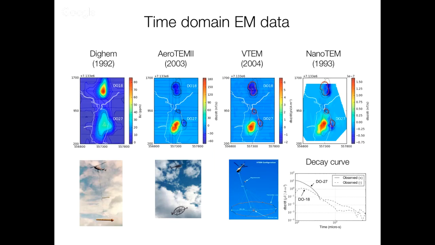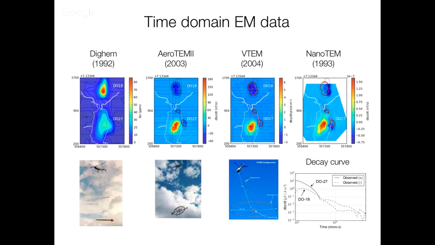There's an AeroTEM system. It's one of the first time domain systems. Interestingly enough, here, this one, the data are all negative. So blue is negative values, red is positive. So those are negative. The VTEM in 2004 also showed that same thing. And then ground NanoTEM data also had negative transients here.